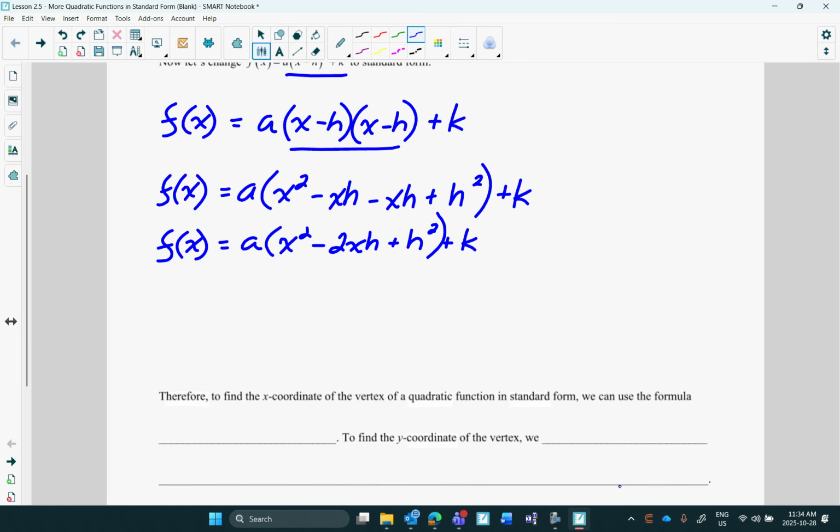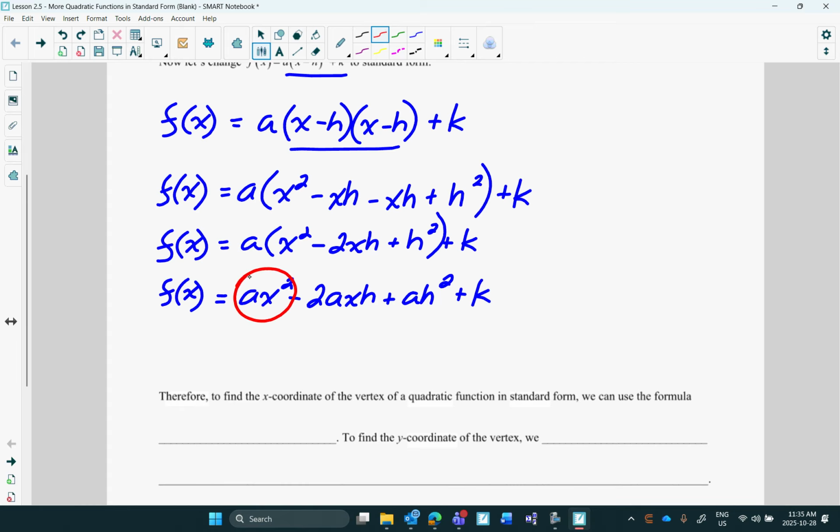Now I'm going to get rid of the parentheses by multiplying what I got here by a. So I'm going to get ax squared minus 2ahx plus ah squared, and then there's a plus k. So a lot of letters. Believe it or not, this is actually in vertex form. But it looks really weird.